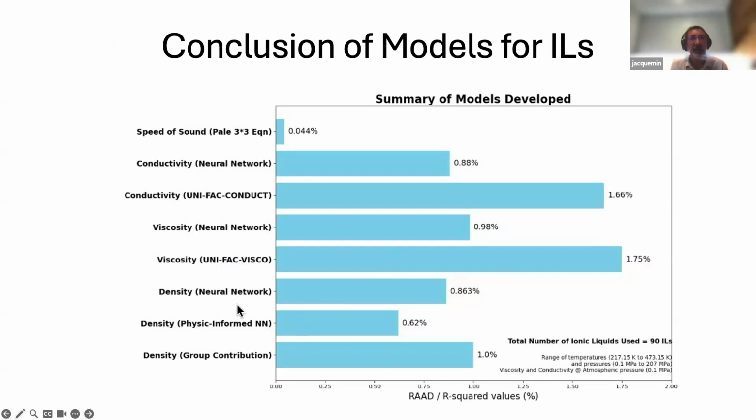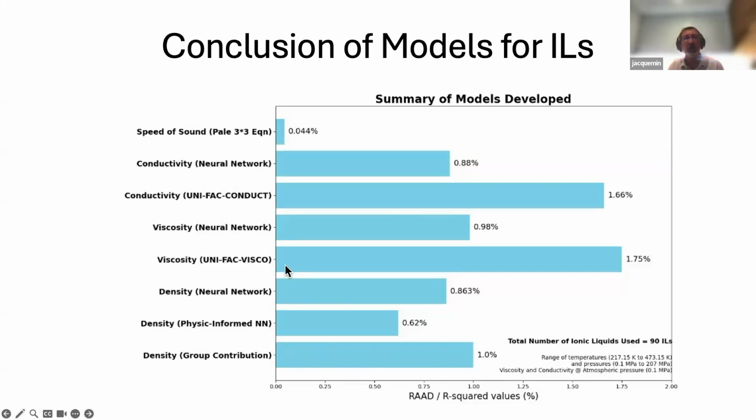By comparing different approaches, neural network and physics-informed neural network, one can see clearly that the physics-informed neural network provides a better accuracy according to the data, and far better than the group contribution method that I developed before. And the same for viscosity.